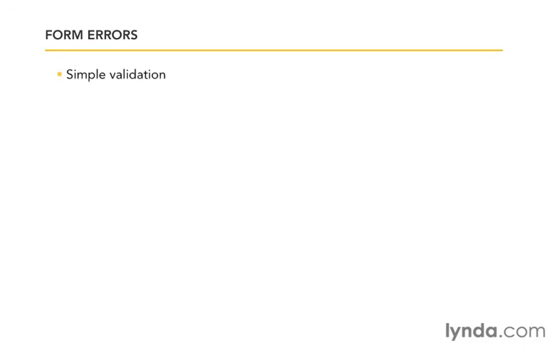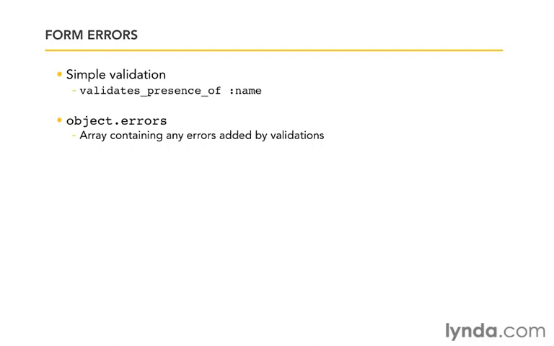We'll start by using a simple validation. I'll have validates_presence_of, and then the attribute, which in this case I'm just going to use name. So we want to make sure there's some value present. This is the most basic validation that there is. If it turns out the form has been submitted without the name value present, then it will add an error into the array of errors on the object.